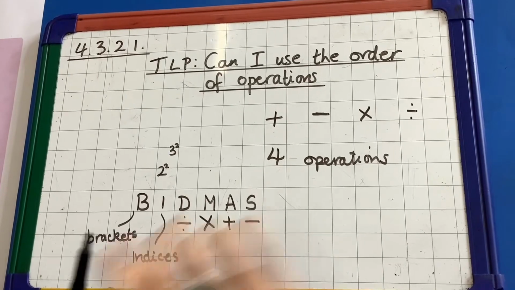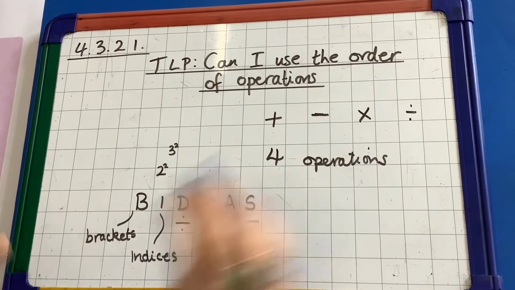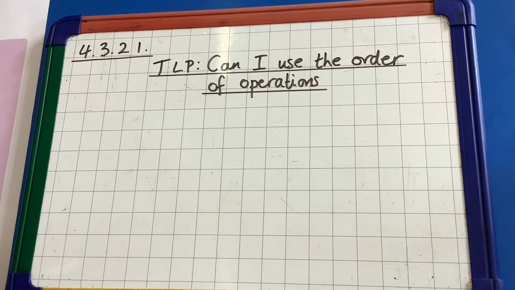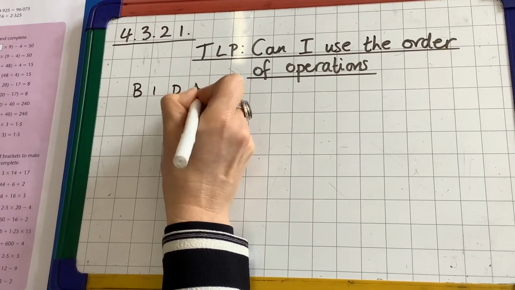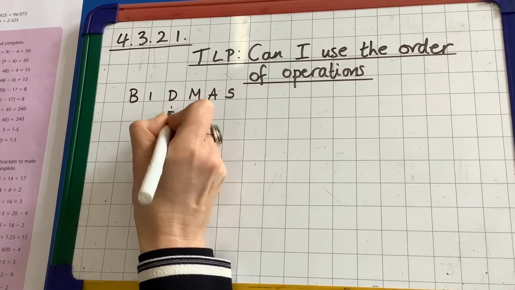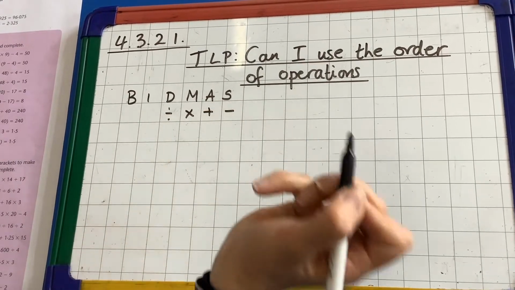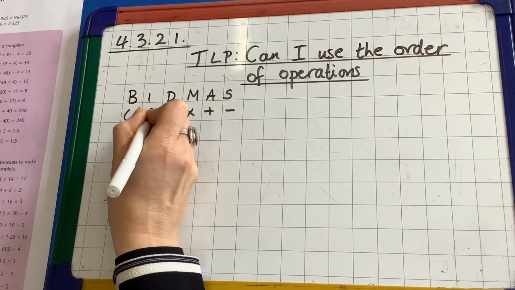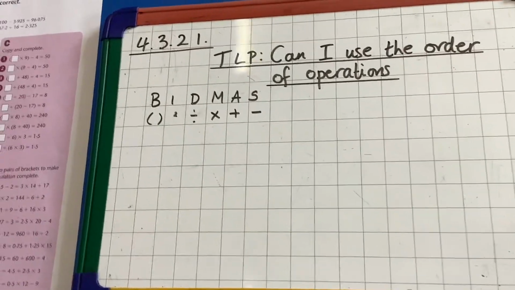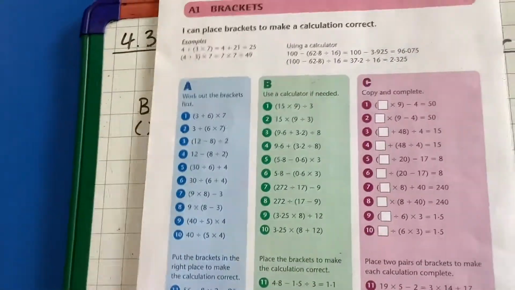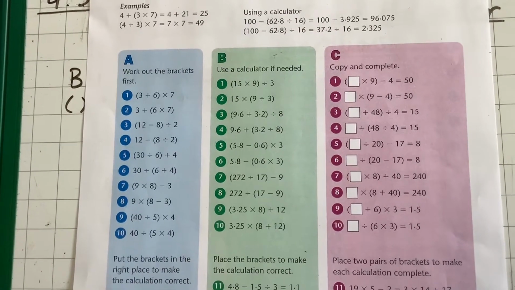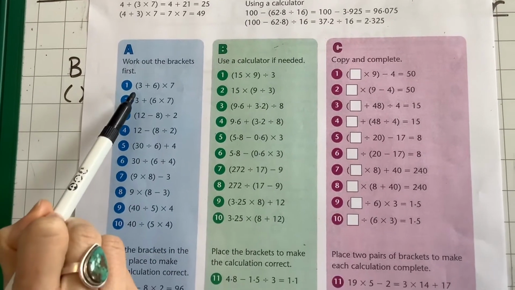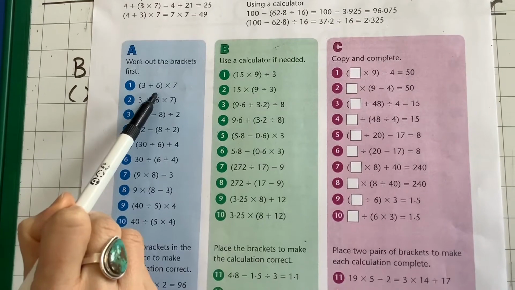Okay? So if I rub all of this out, I'll put BIDMAS at the top so I can keep referring to it. I've got my brackets there, I've got my indices there. For example, if I have multiple calculations to do together, let's start with a nice practice question: 3 plus 6 in brackets, times 7. Let's have a go at that.